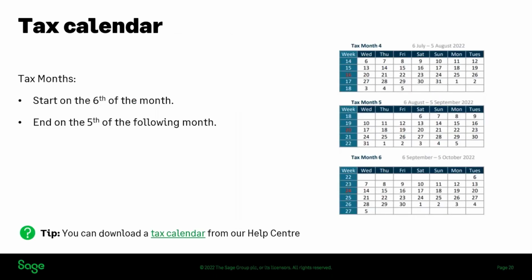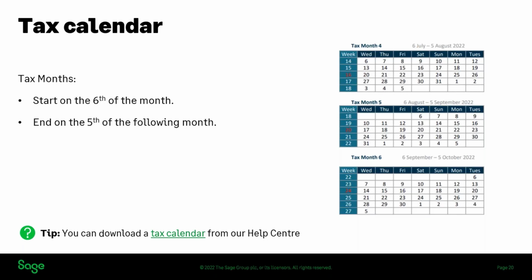Now, just a note, when we're talking about month end, we are referring to tax months, which start on the 6th day of the calendar month and end on the 5th day of the following month. So the current tax period is tax month 6. It's just started, 6th of September to the 5th of October.